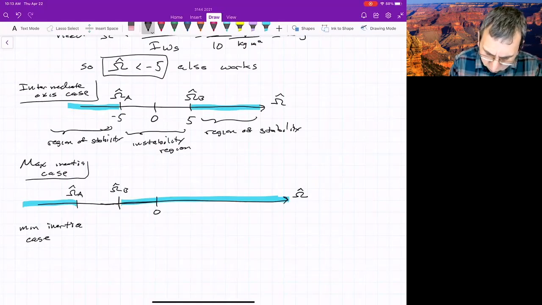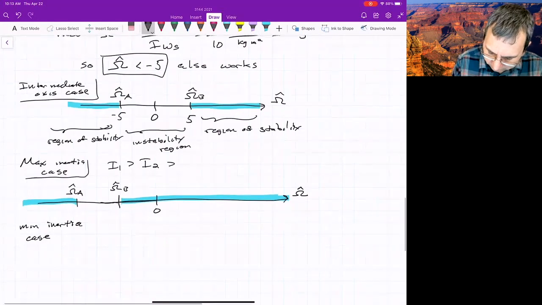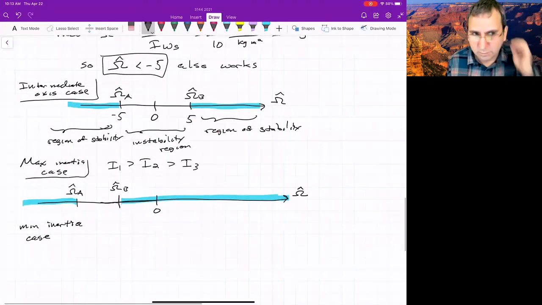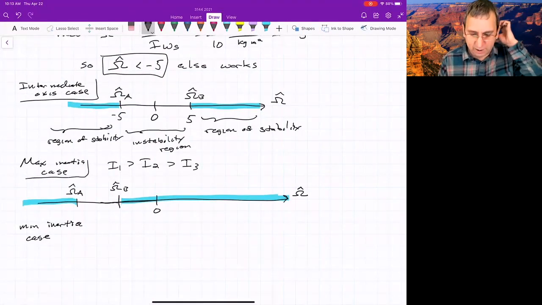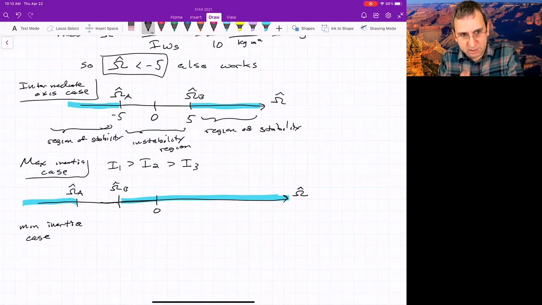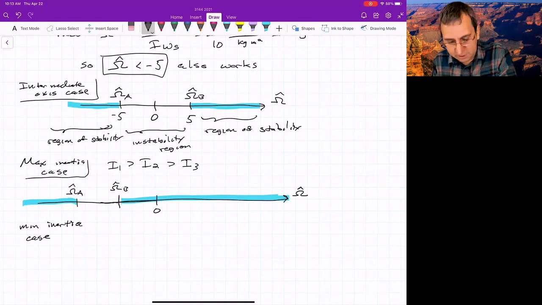So what do I mean by max inertia case? This means that I1, and it depends on exactly what you have. But for this case, I1 is the greatest, I2 is intermediate, and I3 is the smallest. Then this is what it would look like.